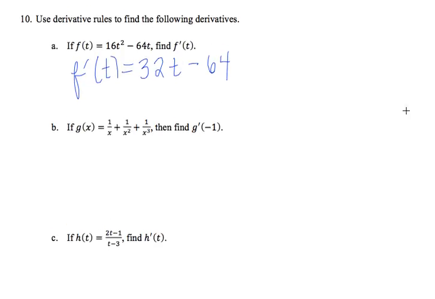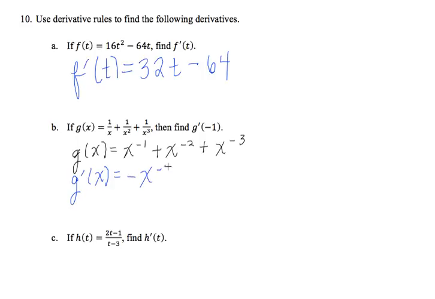And the second one, part B, you could use quotient rule on each of the 3 of these, but that would be the long way. So first I would rewrite g like this, x to the minus 1 plus x to the minus 2 plus x to the minus 3, and then use the power rule on each of those. So g prime would be equal to, using the power rule, negative x to the minus 2, plus negative 2 x to the minus 3 plus negative 3 x to the minus 4. And I guess it'd be a little bit cleaner to write it as negative instead of plus negative.